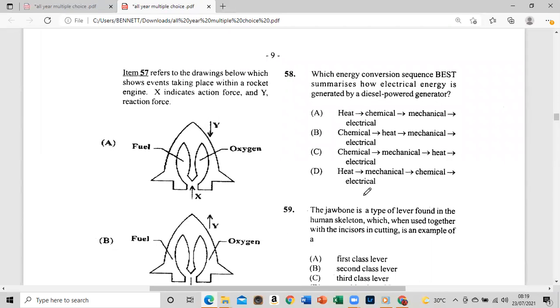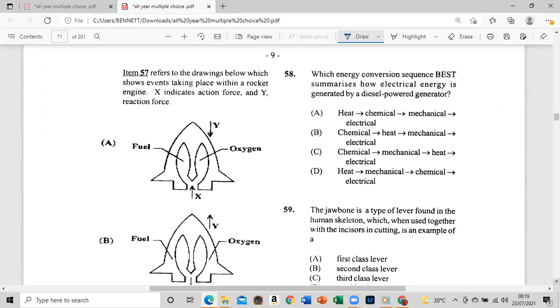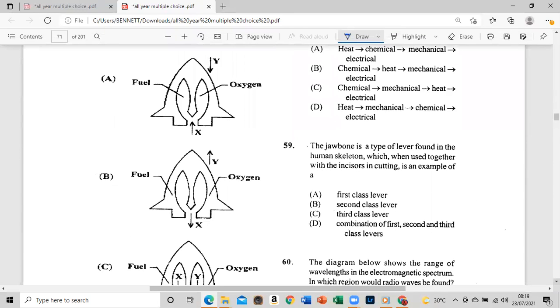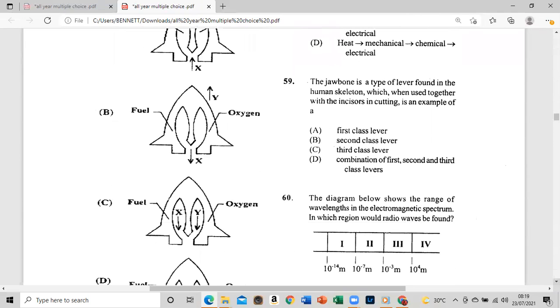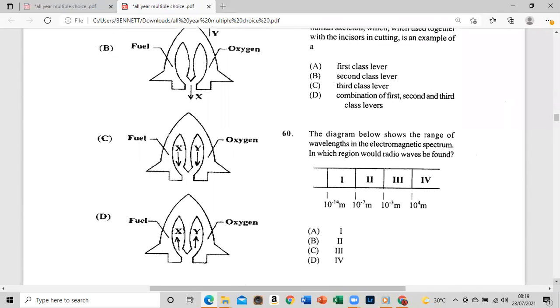All right, 57 refers to the drawing below, which shows the events taking place with a rocket engine. X indicates action force and Y reaction. All right, let's see which one. Sorry, I can't show all four at one time. Right, make this one and go back to number 1.